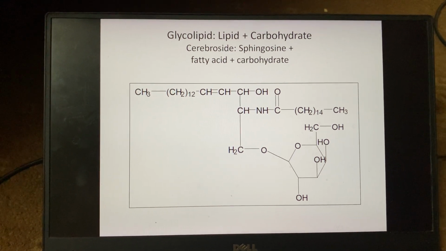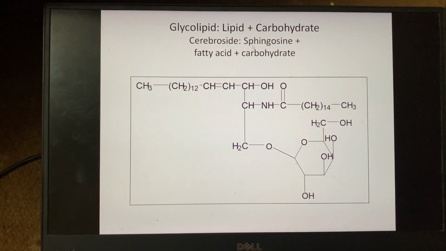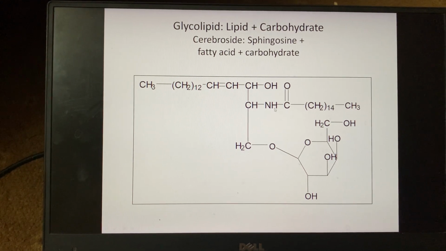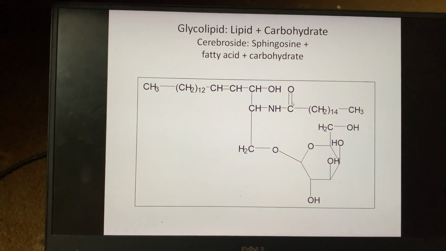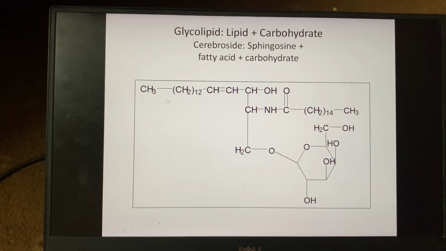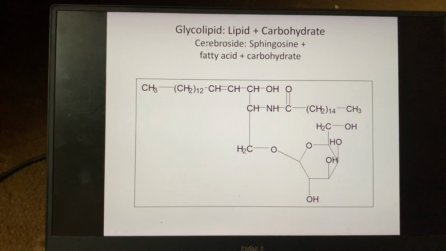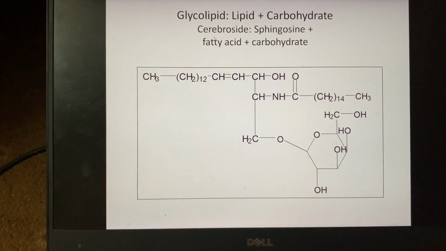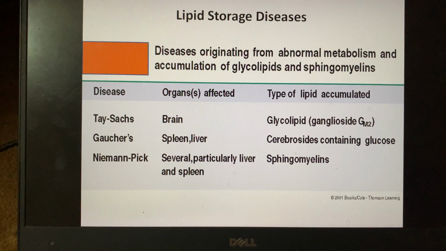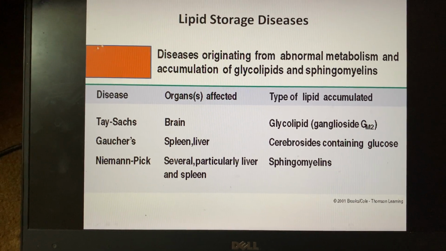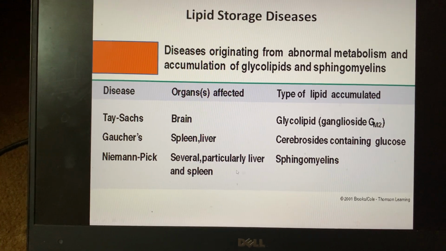These are the glycolipids, lipids and carbohydrate. Here you see cerebroside, that is the combination of sphingosine. Sphingosine is the structure down there. And then fatty acids, this one, and carbohydrate, this structure, they constitute cerebroside. Lipid storage diseases originate from abnormal metabolism and accumulation of glycolipids and sphingomyelin. These are the different diseases of the brain, spleen, liver, and other organs.